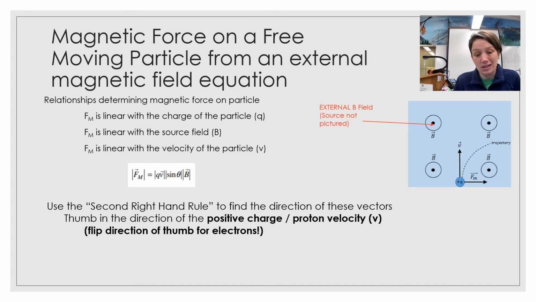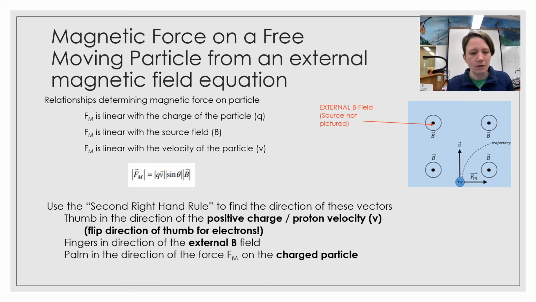This is actually relatively common. Usually for electromagnets through wires, they tell you current, which is already positive. But for free moving particles, they love to throw an electron in there instead of a proton, and you have to realize that your thumb has to be pointing in the opposite direction for it to work. So again, fingers point the same as they did last time, external B field, and your palm will tell you the direction of the force on that particle.